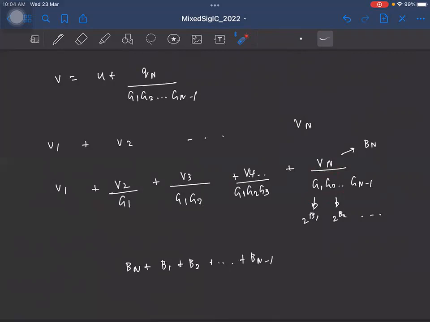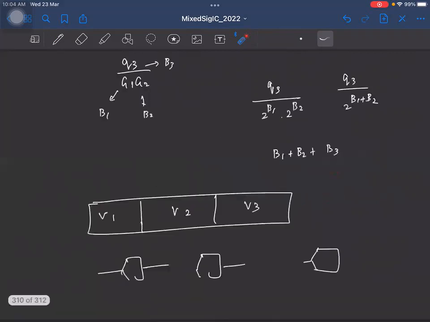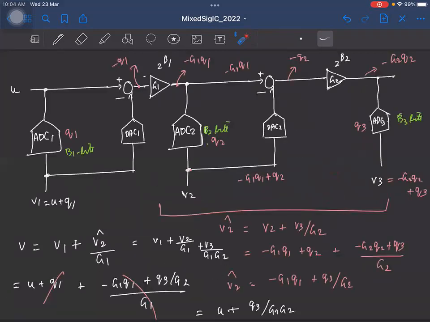And from the same expression you saw here, how do you think the output will look for the n-stage ADC?